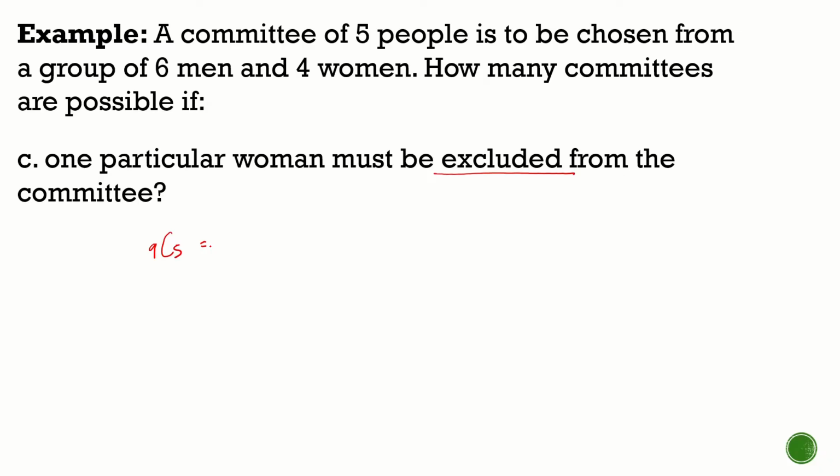6 men, 4 women. There's 10. But one must be excluded. One woman must be excluded. So that's 3 plus 6, which is 9. But we will still select 5. Okay? So it's 9 taken 5 at a time.